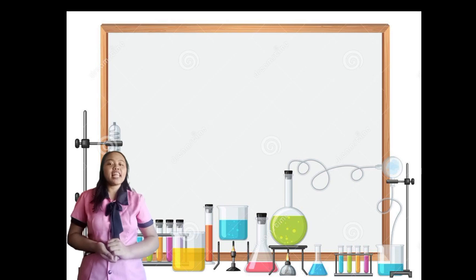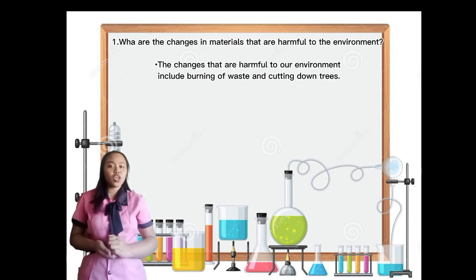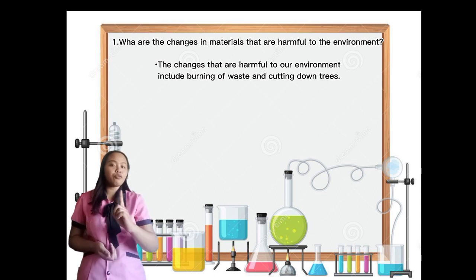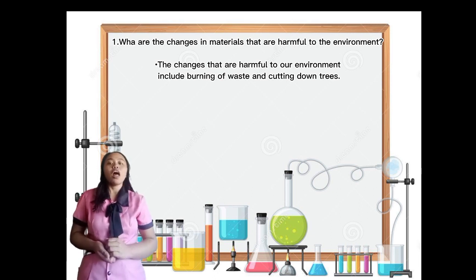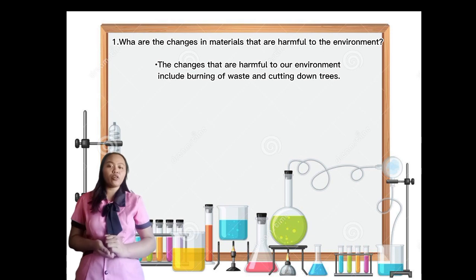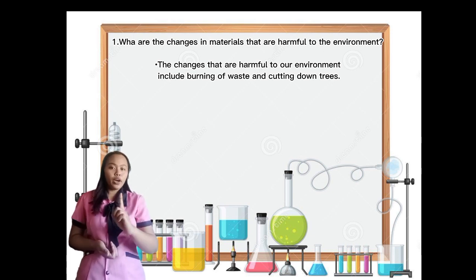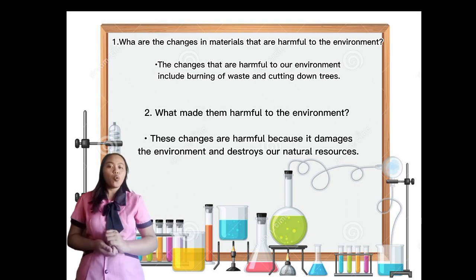Before we end, let's answer the two questions a while ago. What are the changes in materials that are harmful to our environment? The changes that are harmful to our environment include burning of waste and cutting down trees. The second question, what made them harmful to the environment? These changes are harmful to the environment because it damages the environment and destroys our natural resources.